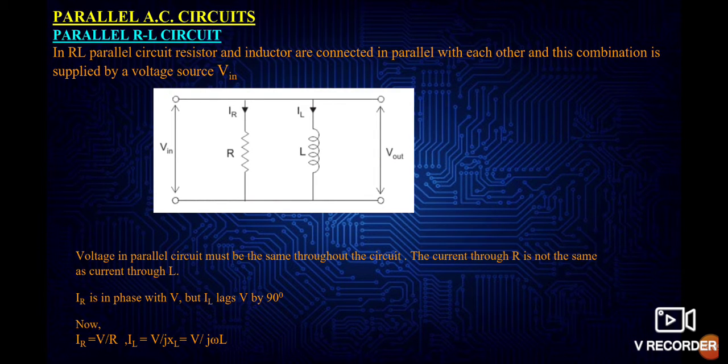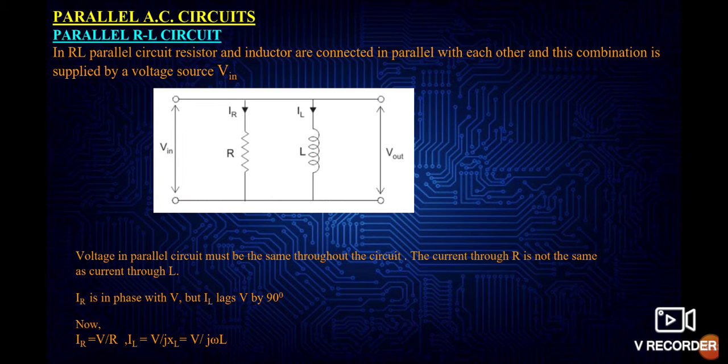Next is the parallel AC circuit. In the parallel AC circuit, we will first read about the parallel RL circuit. In a parallel RL circuit, both the resistor and inductor are connected in parallel with each other, and this combination is supplied by a voltage source Vin. Now the voltage in a parallel circuit is the same throughout the circuit, but the current through R is not the same as the current flowing through L. So IR is in phase with V, but IL lags V by 90 degrees.